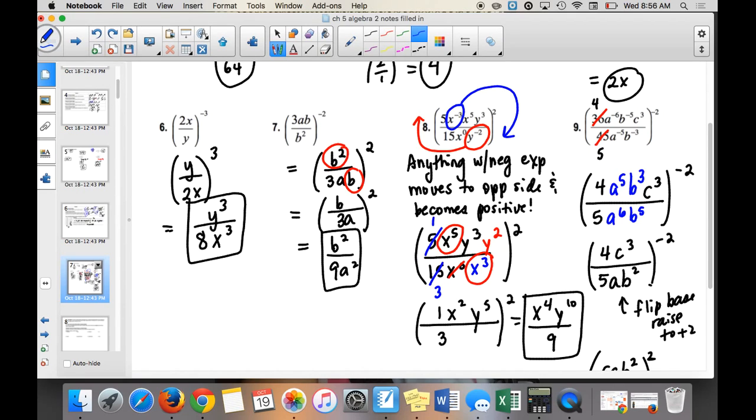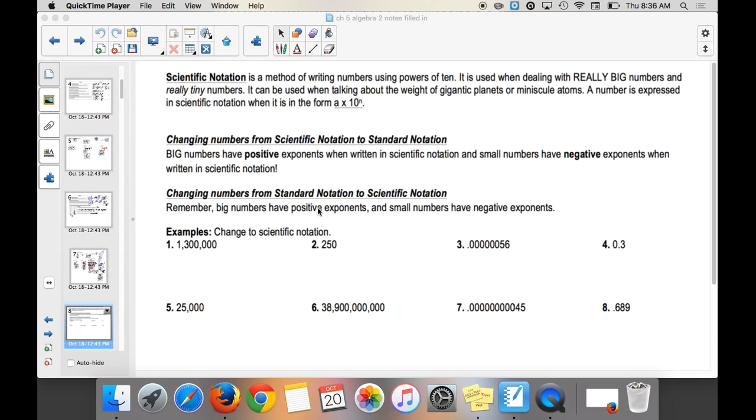All right, so we're going to stop here. I'm going to pass out your homework. But we hadn't quite done the scientific notation.